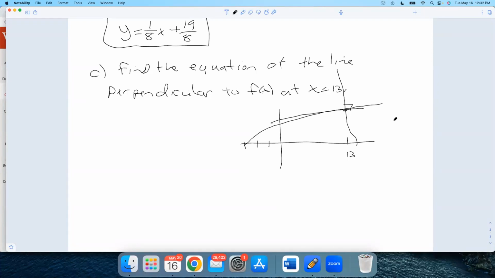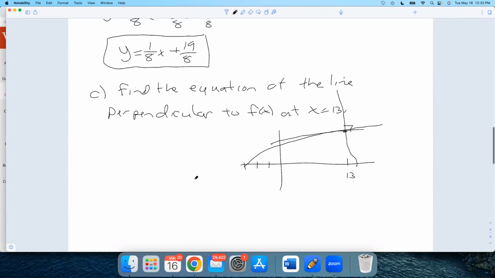So you got to think back to college algebra. What do you know about the slopes of perpendicular lines? Slopes of perpendicular lines are opposite reciprocals. So this guy, the tangent line, had slope of 1/8. The perpendicular line, his slope will be the opposite reciprocal, -8. And I still pass through the point (13, 4). So now I know a point, and I know the slope.